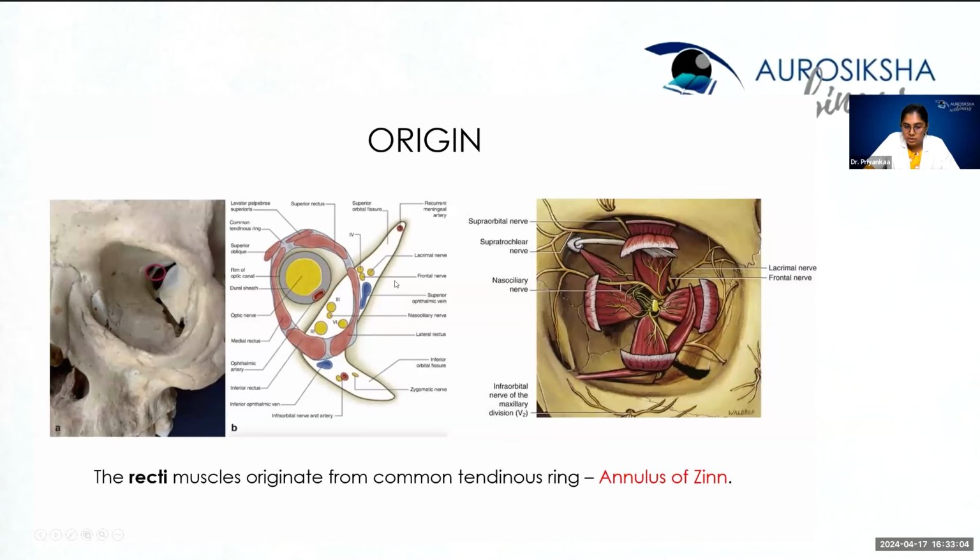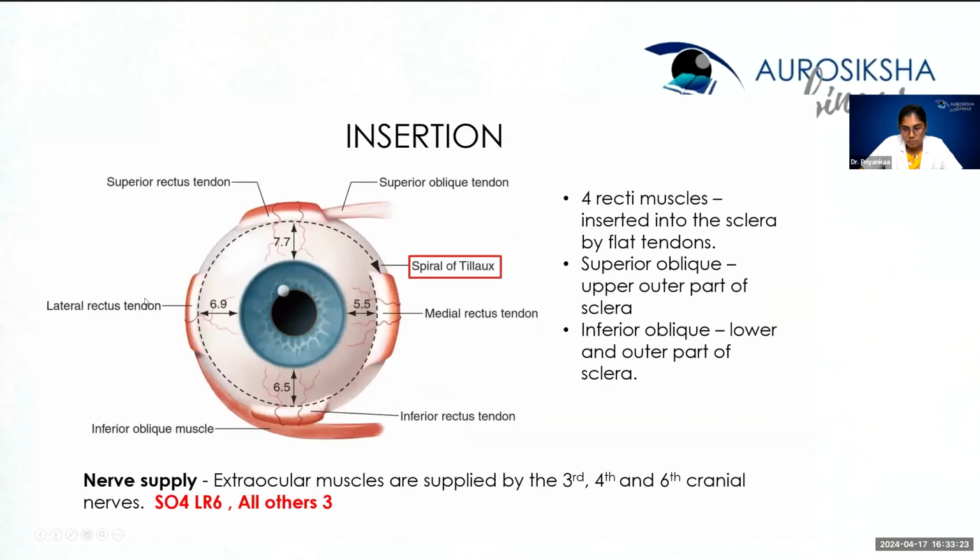And in this image, as you can see, once they originate, they move forwards in their respective directions. And the oblique muscles, to note, the superior oblique comes from near the roof of the orbit, and the inferior oblique takes its origin near the floor of the orbit. All these muscles pass forwards and enclose the eyeball, and the four recti muscles are inserted into the sclera.